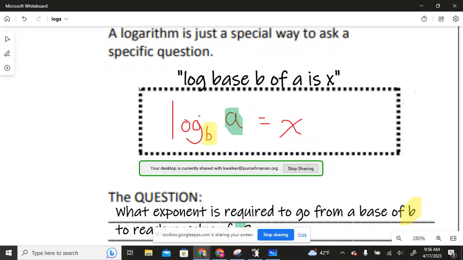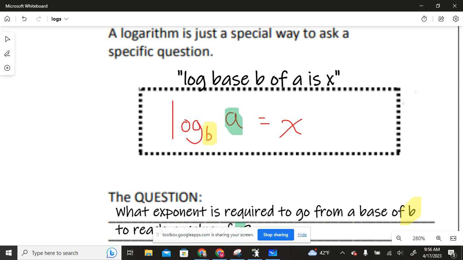All right, folks. So we are talking about logarithms one more time. Now, logs are just as they follow here.